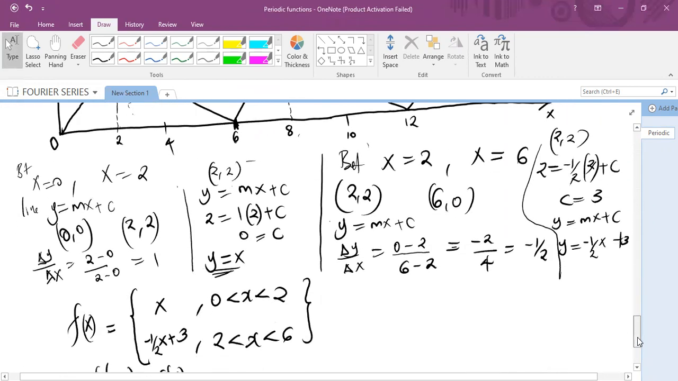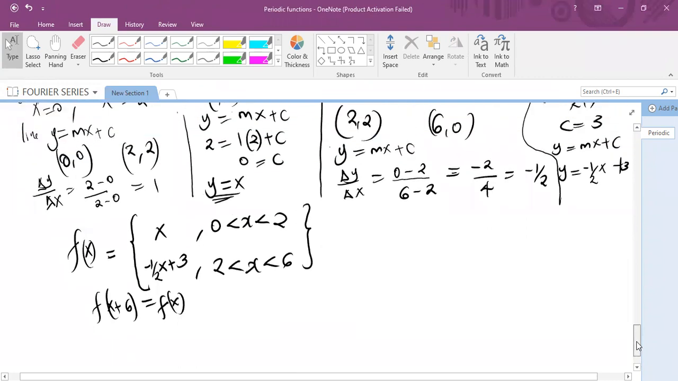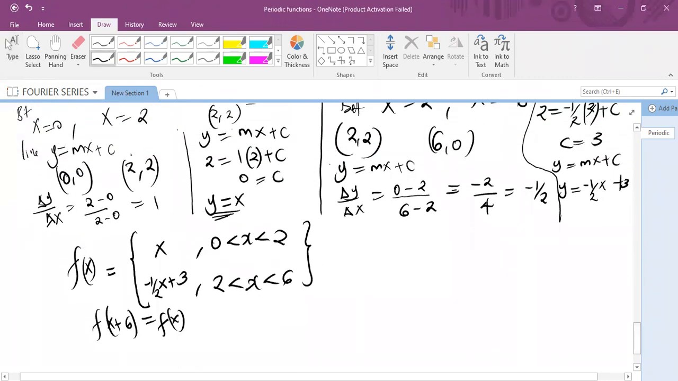That's it for analytic description of a periodic function. So you can be given this value here, and then you're being told to now draw it. So you just come and read from 0 to 2, you draw that, and then you come and draw this equation of a line. And from 2 to 6, you do the same, you come and draw.